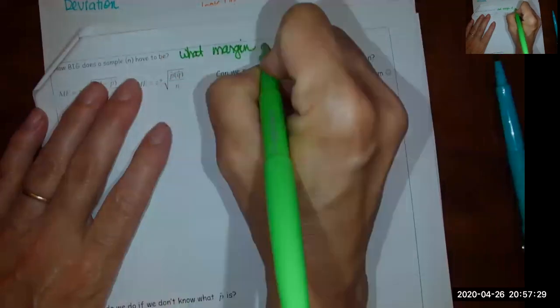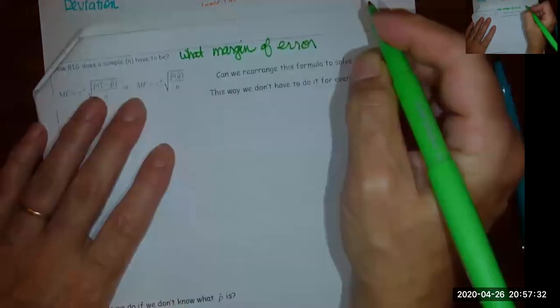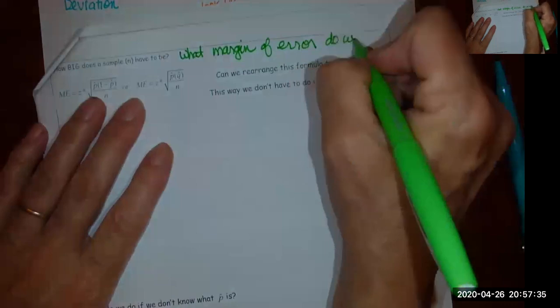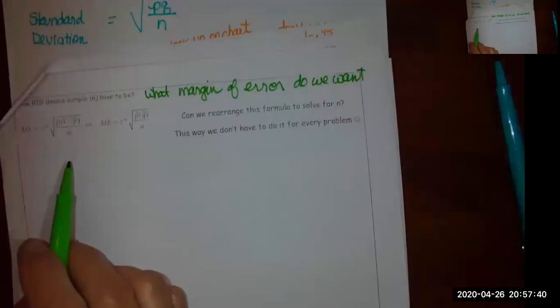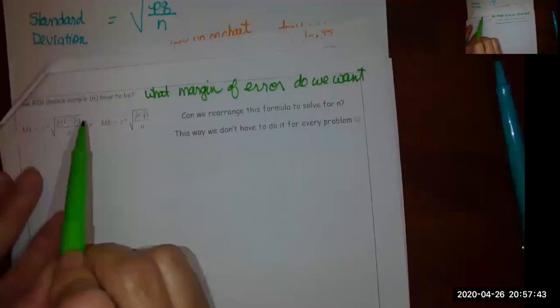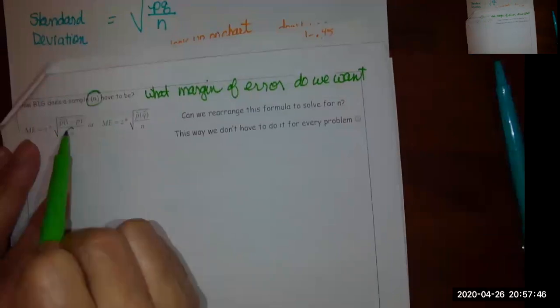Okay, how big does a sample have to be? Do I need 10 people, 1,000 people, 496 million people? How many do I need? Well, in order to do that, first we have to establish what margin of error we want. Okay, so when you look at this, right now we're trying to say how big does n have to be? Well, that's this n right here.